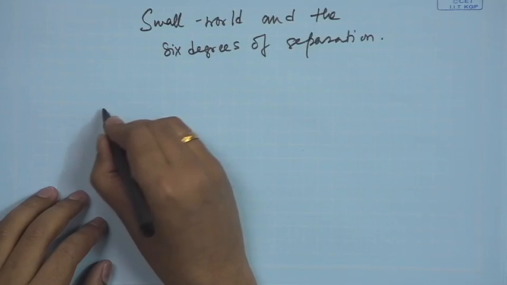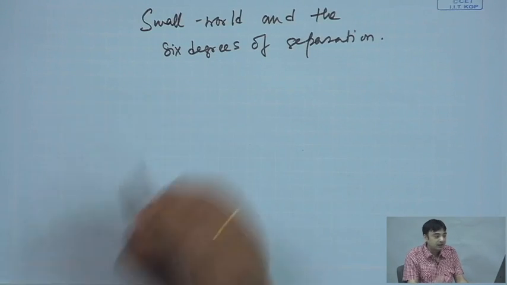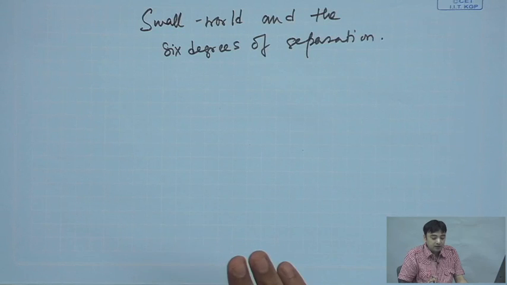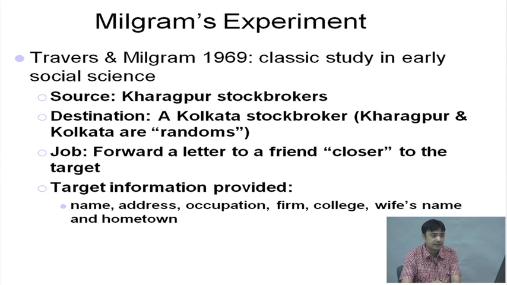And to show that this spread actually takes place, the famous scientist Milgram designed a very interesting experiment which he called the 6 degrees of separation experiment. So, what he actually did was something like this. Travers and Milgram in 1969 designed this classic study in social science. Actually, this is one of the very interesting and classic studies in social science.